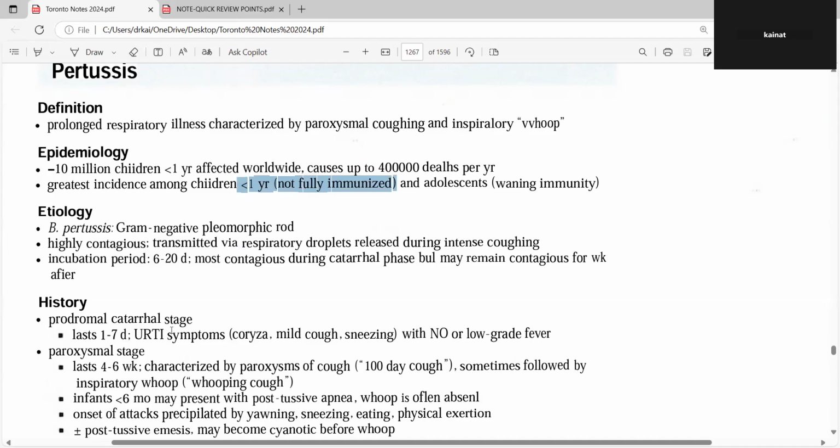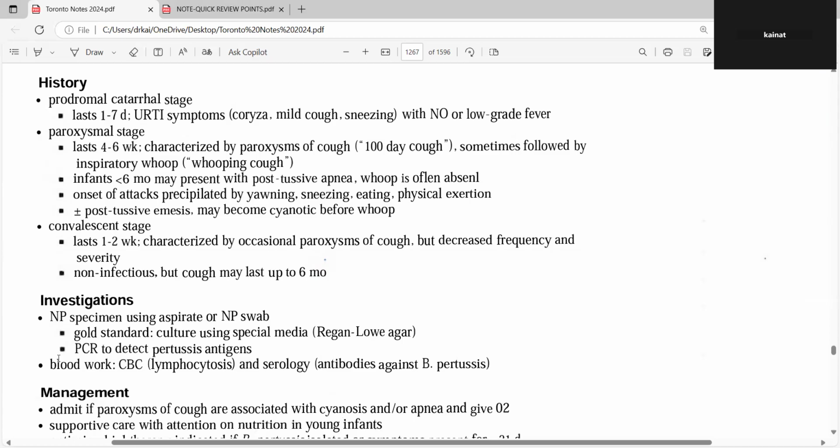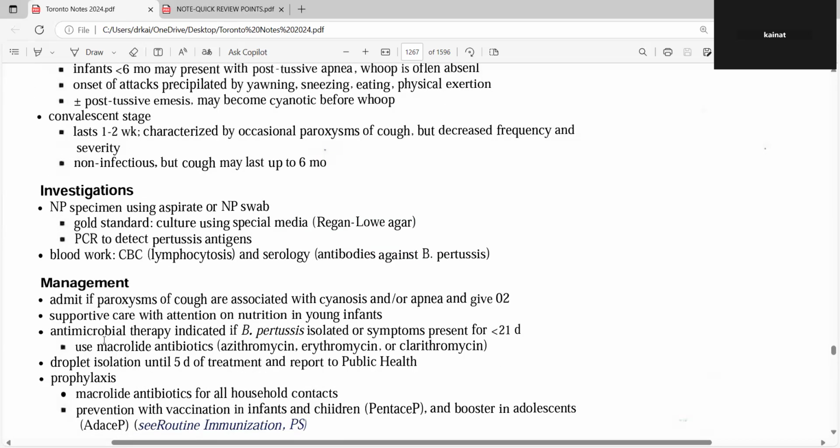There are different stages: catarrhal, where there's only an upper respiratory tract infection, then paroxysmal, which is basically with the cough, whooping cough, post-tussive apnea, and then the yawning, sneezing, and post-tussive emesis. What are the investigations? An NP specimen, usually aspirate or swab, the gold standard, then PCR and all this. So admit if there is apnea or cyanosis, supportive treatment, and going for antimicrobials.